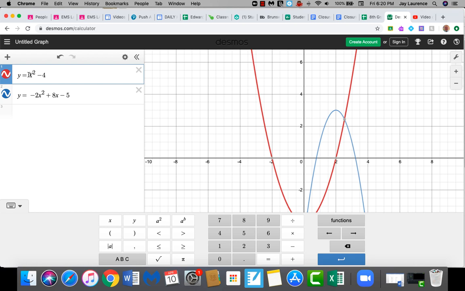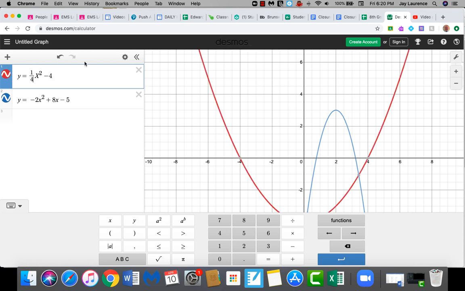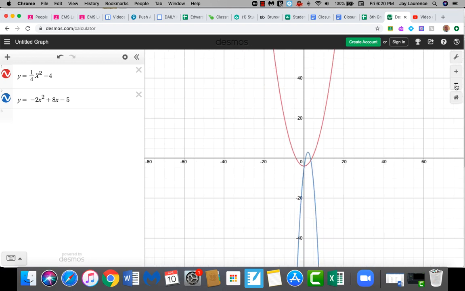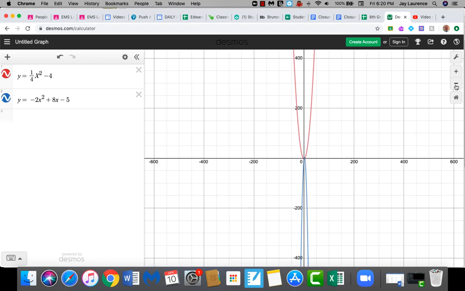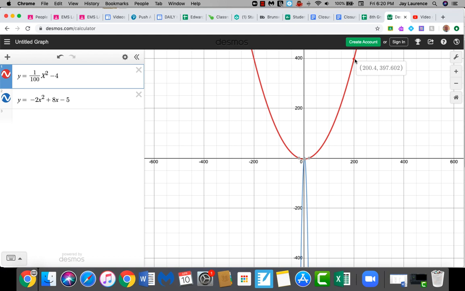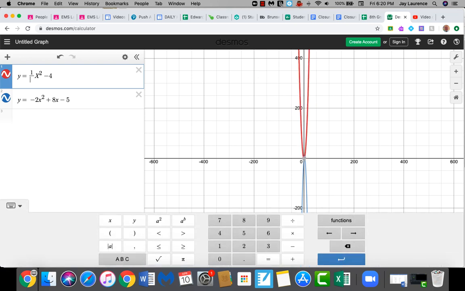If I put a fraction in front of here, say like a 1/4, now my parabola widens out. Maybe it's easier for you to see in this way that the parabola is just going to keep getting wider and wider and wider, and therefore going to hit larger and larger numbers. If I put like a 1/100th in front, well, now this thing's really wide, and it's obvious to see that 200 is hitting a value there. Let's see, 200 is at 396. Okay, so the domain is all real numbers.